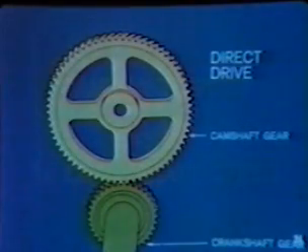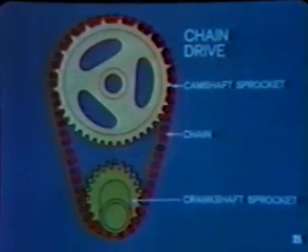On some engines, the drive is direct. A small gear on the crankshaft drives a larger gear on the camshaft. Other engines use a chain drive with sprockets on the camshaft and crankshaft. In both types, the camshaft gear or sprocket has twice as many teeth to reduce its speed to 1/2 crankshaft speed.